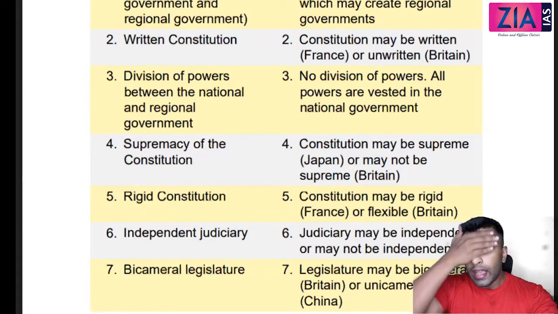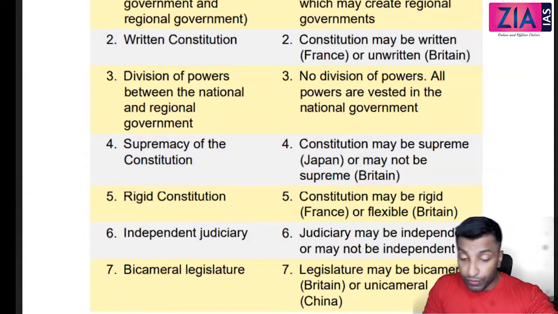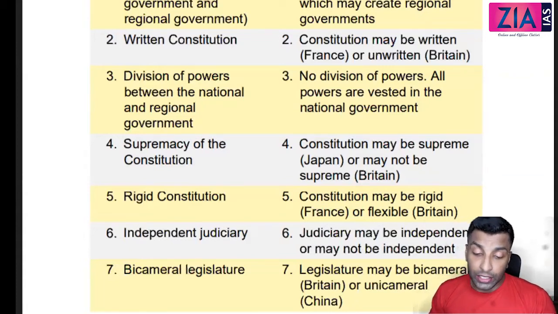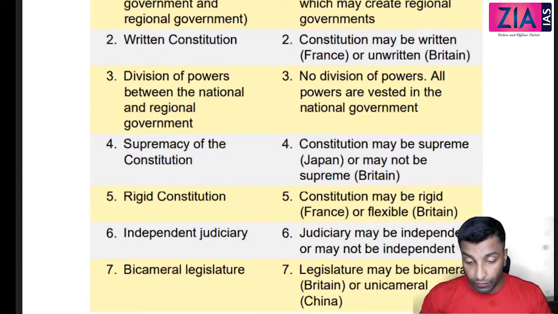Both are okay. Independent judiciary is one of the most important features of a federal setup. Why do you need an independent judiciary? Otherwise, if a judiciary is not there, nobody will be there to take care of disputes between the center and the state. So an independent judiciary is actually required. On the other side, in a unitary setup, it may or may not be independent.